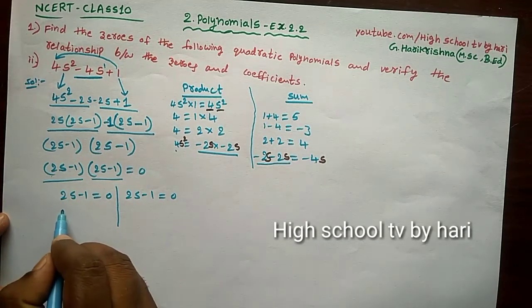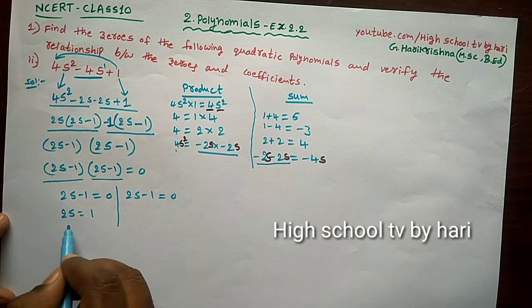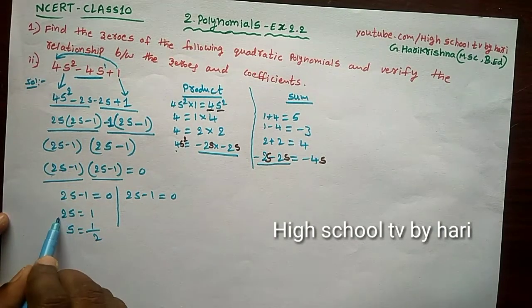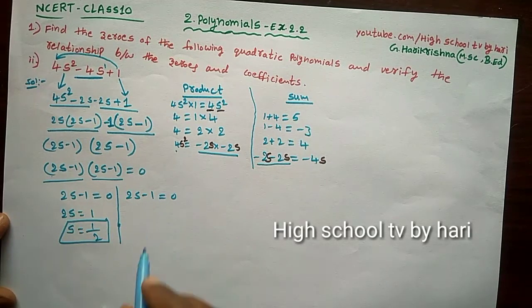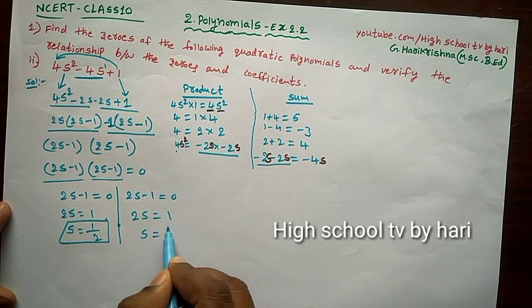Here 2s is equal to, transposing minus 1 to the other side, plus 1. s is equal to 1 by 2. Transposing multiplication term 2 to the other side, we get division. s equals 1 by 2. Here also the same, 2s equals 1, s is equal to 1 by 2. Same.